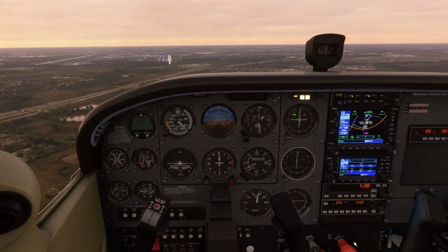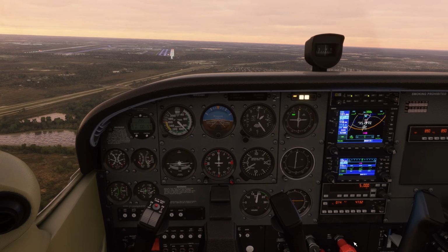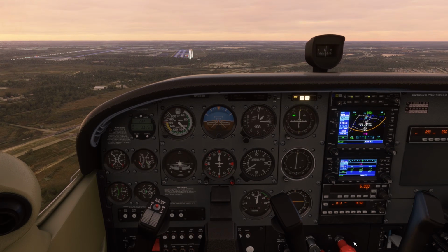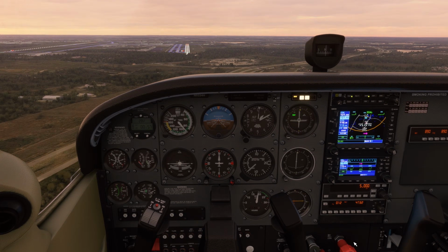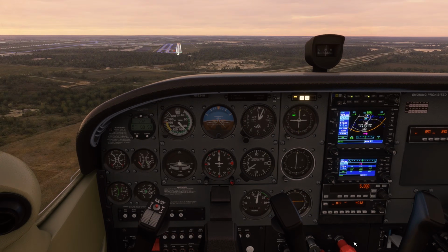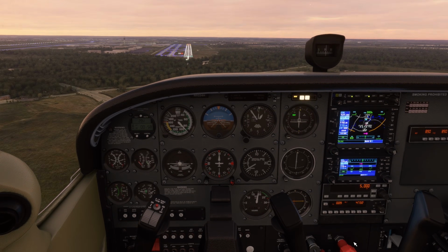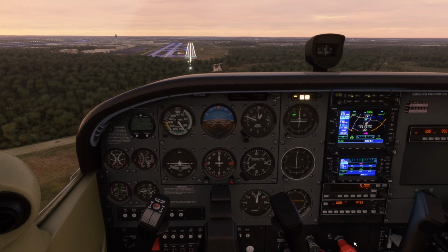An instrument approach should be the most plain vanilla, boring approach we do, and so getting stabilized early and staying stabilized is the real aim of these approaches. Precision approaches like an ILS make this easy with vertical guidance, but we can approximate this guidance on non-precision approaches as well.